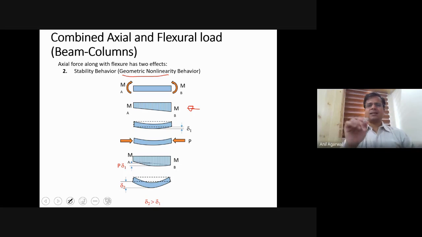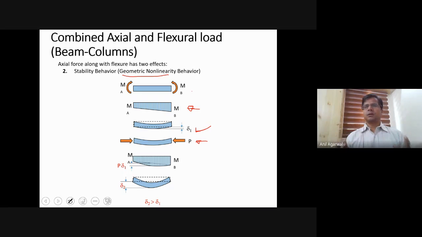Now, as a result of this externally applied moment, the member would bend, right? So the member has bent, let's say, by a magnitude delta 1, that is the maximum deflection anywhere in this member because of the flexural action. Now let's say this member turns into a beam column. That means it has an axial force as well as the moments that were applied before. So now this additional axial force is not acting on a straight column. It is acting on a curved column, right?